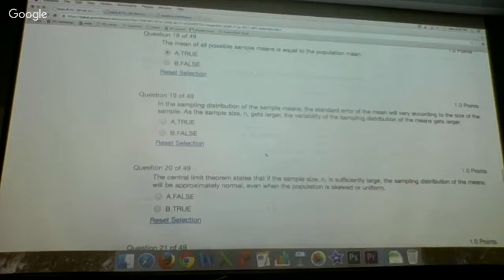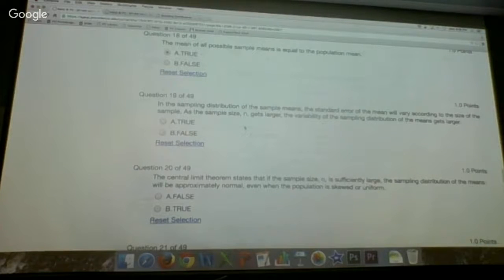In the sampling distribution of the sample means. Question 19. You did 18. Do we skip one? No. The mean of the means is the mean. 18 is true. I heard you say yeah.